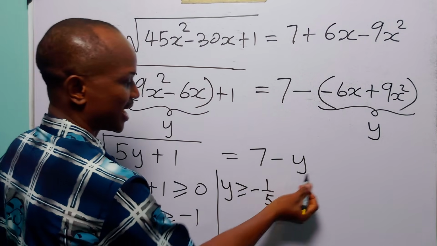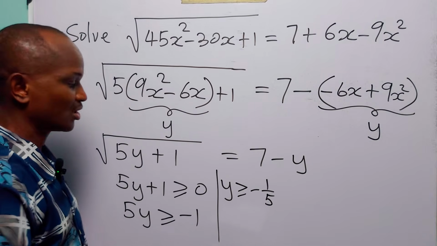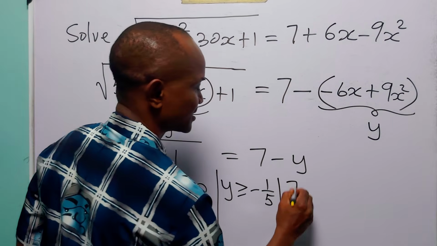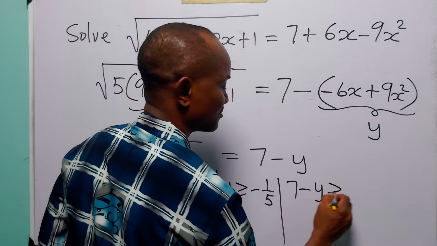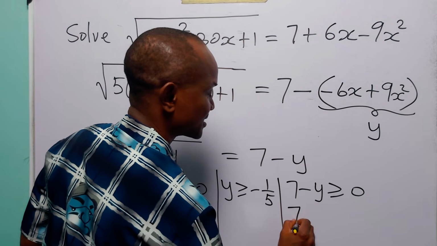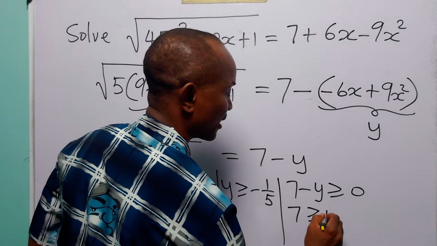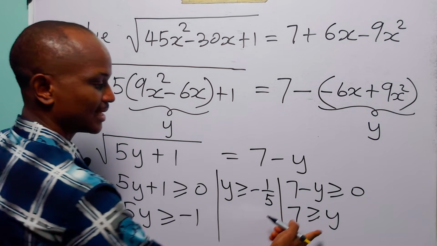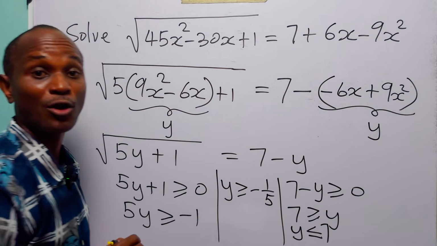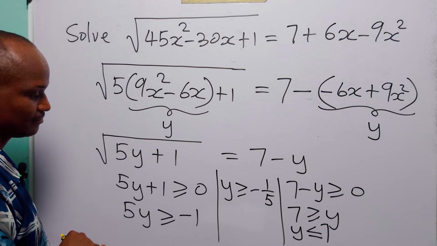Now, in this case, you know that this must be positive also, because a square root cannot be negative. So we have that 7 minus y must be greater than or equal to 0. And of course, from here, we have that 7 must be greater than or equal to y. This simply means that y must be less than or equal to the number 7.